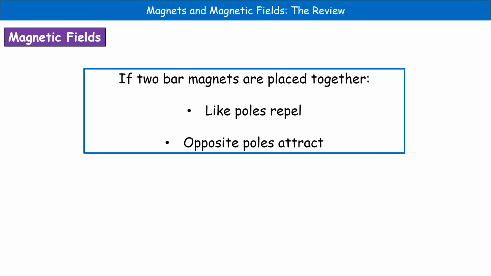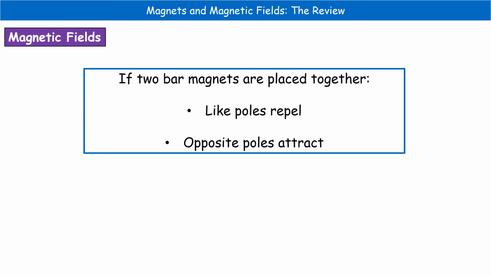Today's physics prep, we're looking at magnets and the magnetic fields that surround them. Hopefully, going back to the work we did in Key Stage 3, these two statements are very familiar to us. If we have two bar magnets that we place next to each other, then we get different things occurring depending on which poles face each other.